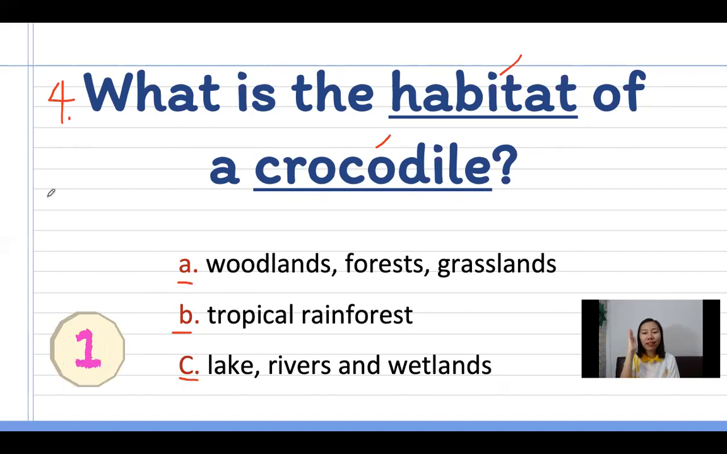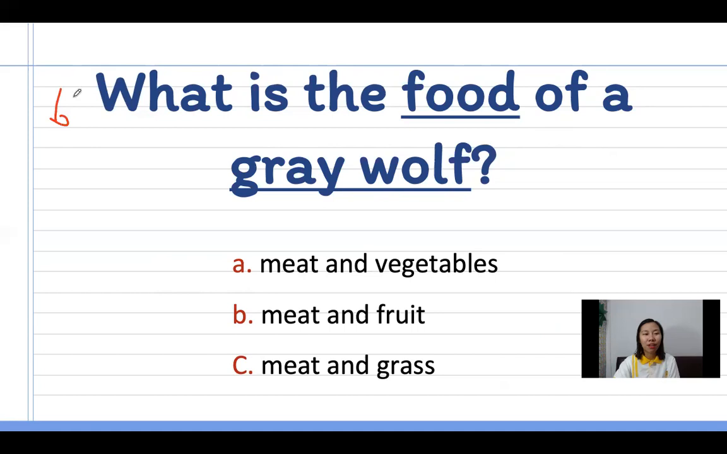Okay, and last one. Number five for round two. What is the food of a gray wolf? A, meat and vegetables. B, meat and fruits. C, meat and grass. Again, what is the food of a gray wolf? A, meat and vegetables. B, meat and fruits. C, meat and grass. Go.